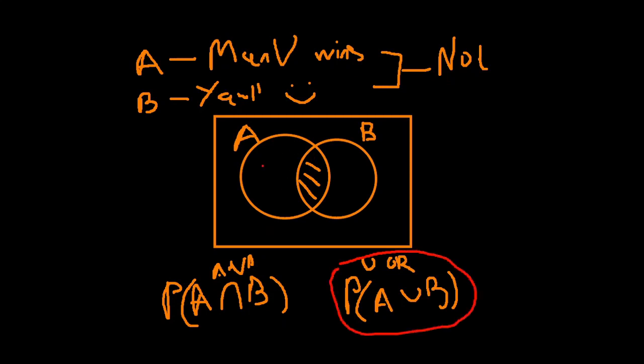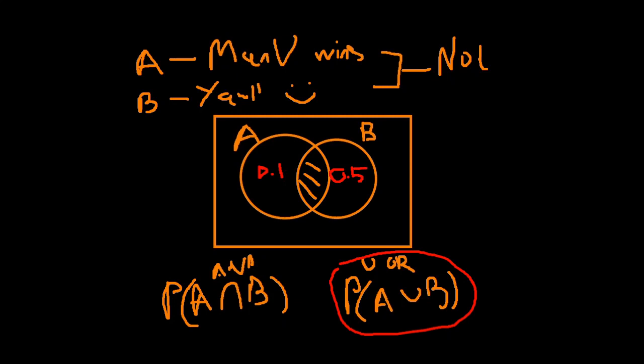So they usually give you some percentages or probabilities. So the probability of Man U winning is 0.1. All my betting bros know. This is the probability of only A happening. Now the probability of B happening, let's say that's 0.5. It's a 50-50 chance.